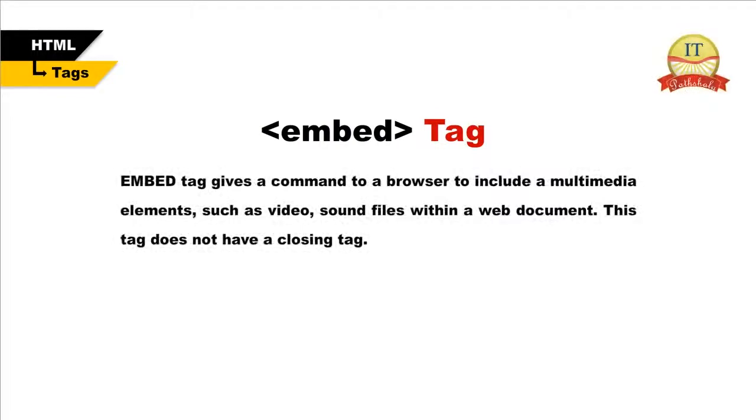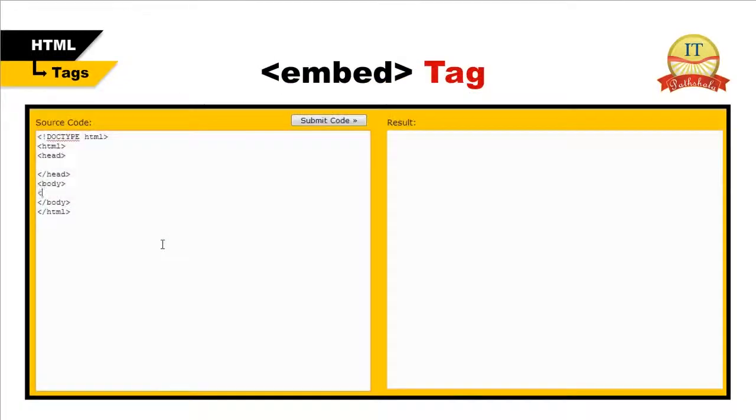Embed tag. The embed tag gives a command to a browser to include multimedia elements such as video and sound files within a web document. This tag does not have a closing tag. In the following example, we shall try to embed a Flash file using the embed tag.